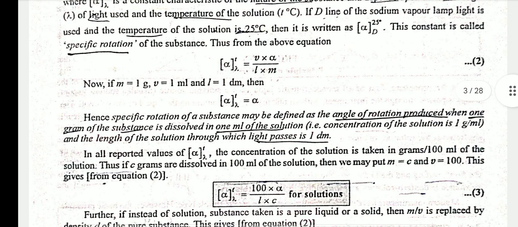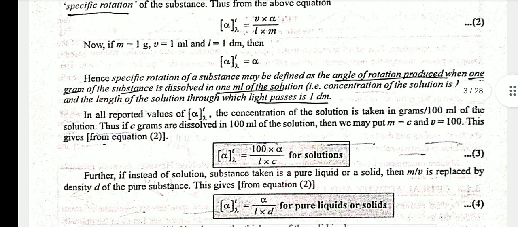Hence, specific rotation of a substance may be defined as the angle of rotation produced when 1 gram of substance is dissolved in 1 ml of solution, so the concentration of solution is 1 gram per ml, and the length of solution through which light passes is 1 decimeter. In all reported values, the concentration of solution is taken in grams per 100 ml of the solution.